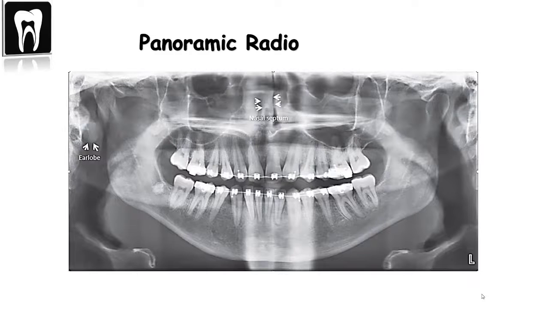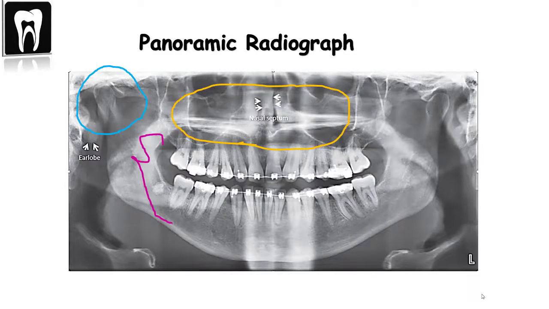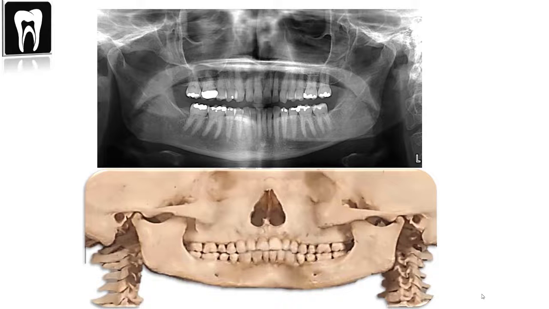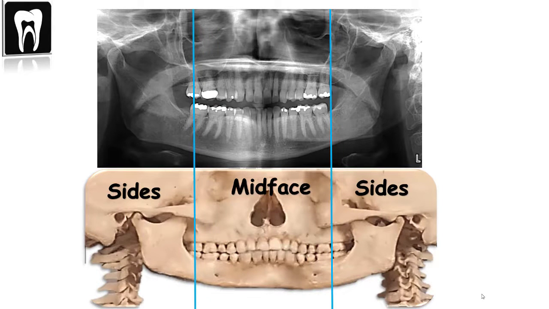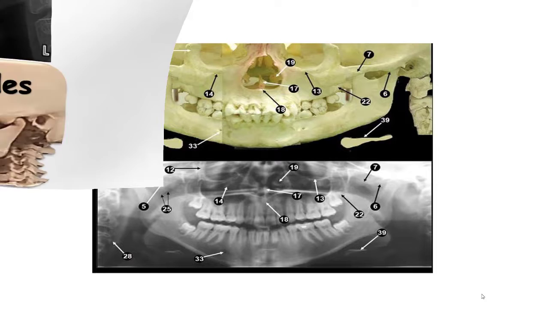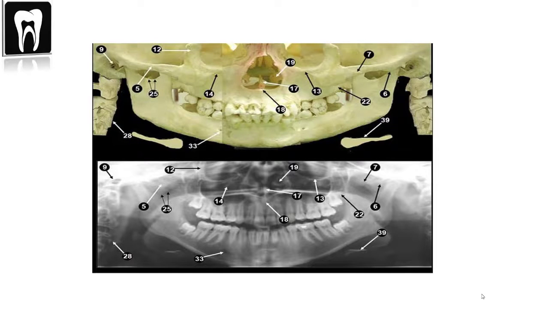Panoramic radiography is an extraoral technique that allows for examination of the dentition, maxilla, mandible, sinuses, and temporomandibular joint in one image. We have two equal sections, either side of the mid-sagittal plane, and in the middle we have the midface containing the nasal cavity. We can have bony landmarks and soft tissue landmarks.